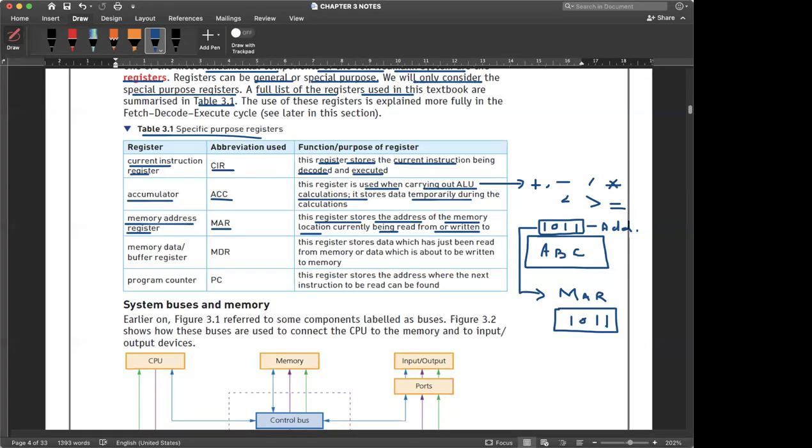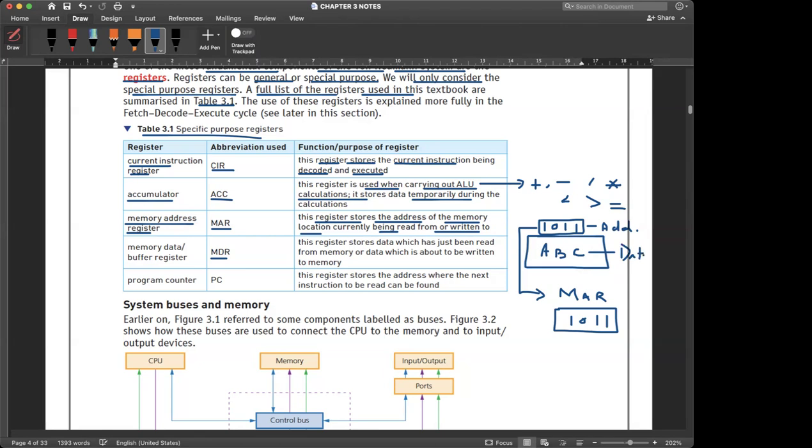So whatever data you've written, what data have you written? ABC. That data is going to be currently written in 1011. So that is being executed. Now, what is the next register? MDR, memory data register. So what is the meaning of memory data? Look, what is the data you have saved here?